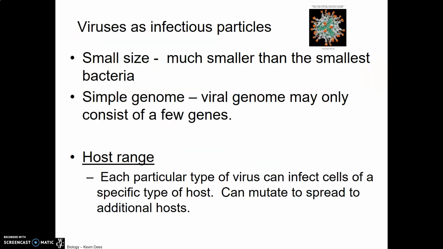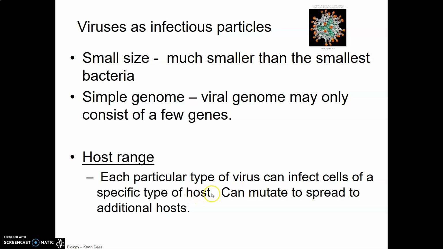Now, obviously, most of what we know about viruses has to do with them being infectious particles, meaning that they are often the source of infection of various diseases or maladies such as COVID and rabies that we're all familiar with. Viruses are very small in size. They're much smaller than the smallest bacteria. They have a very, very simple genome, and it may only consist of a few genes. But what makes these viruses so successful is that they have a particular host range. Each particular type of virus infects cells of a specific type of host.